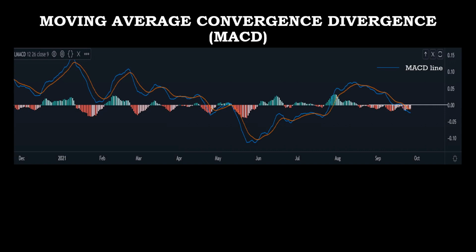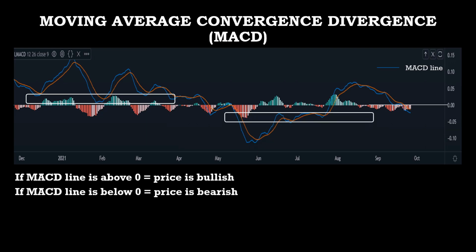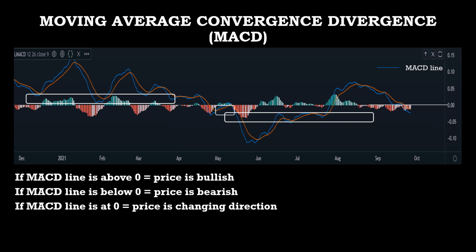If the MACD line is above 0, the price is considered bullish. And if the line is below 0, the price is bearish. And if the line is at the 0 level, that means the price is changing direction.